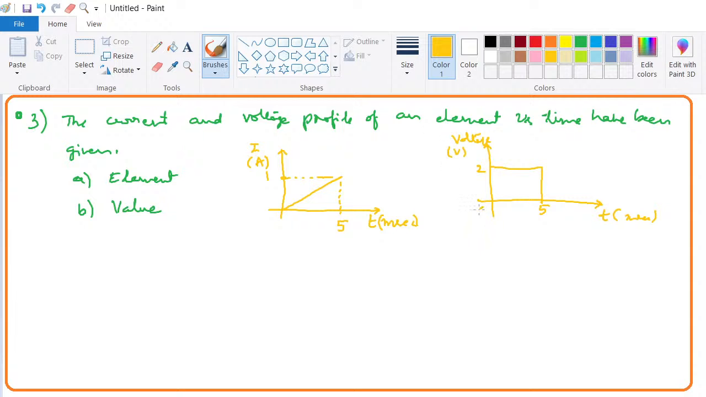So what exactly happens? I have an element here. This is my element, and I have given some voltage. This is the voltage and this is the current. Let me name the element as E. According to Ohm's law, I should be directly proportional to voltage if it is a linear element. Of course it is a linear element, so it is gradually increasing.